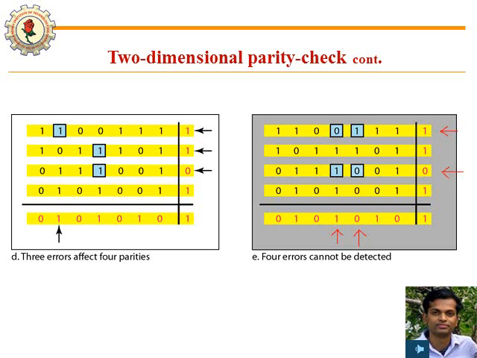Now on the right side we can see the special case where 4 bits are changed, 2 in one row and 2 in another row, and 2 in one column and 2 in another column. So in net effect no parity bits are changed. That means even though 4 bits are corrupted, the receiver sees no change in the parity bits, and it will accept the message as correct. It cannot distinguish between right and wrong when this kind of situation arises.